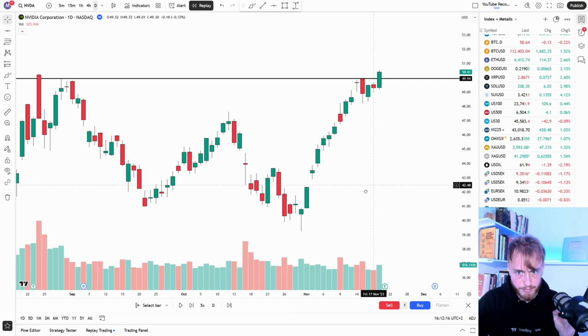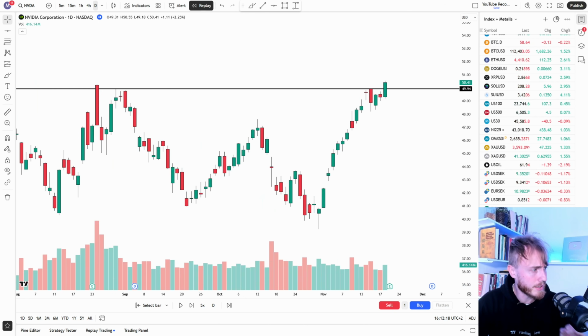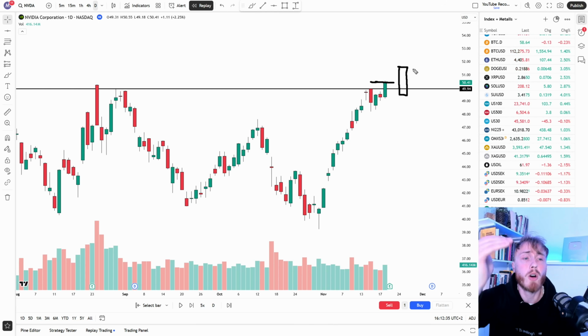Another warning sign about this breakout is that, remember the candle close here, we want to preferably see a strong candle close above. While this candle actually closed above the resistance, preferably we want to see a candle that looks something like this. It needs to be far above the resistance, preferably.